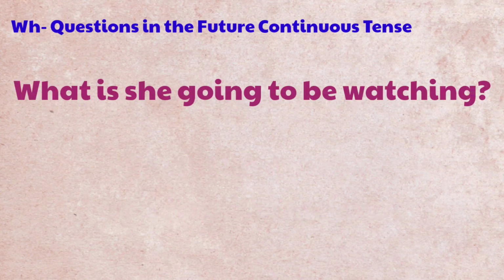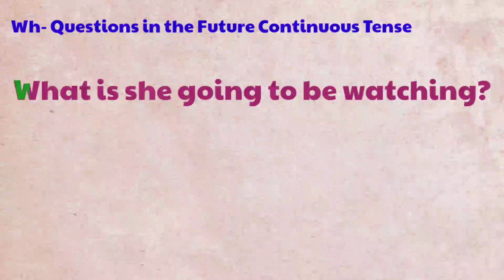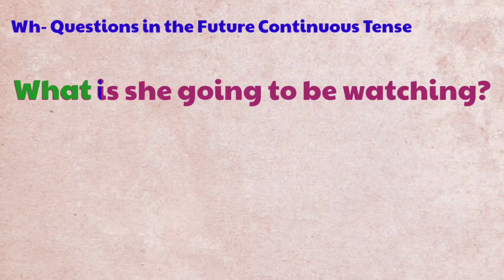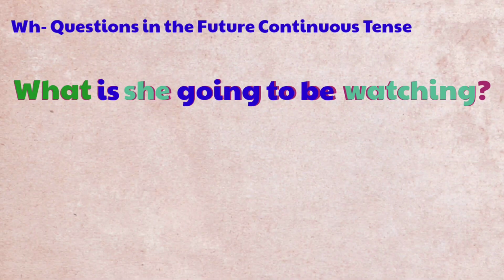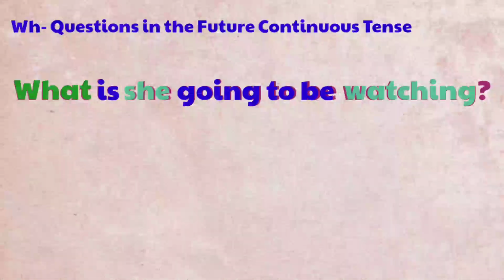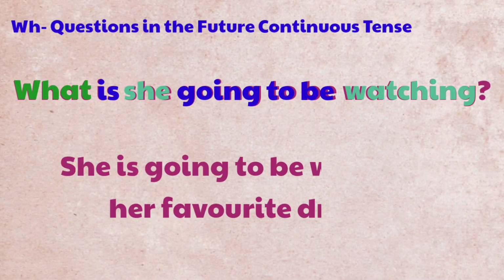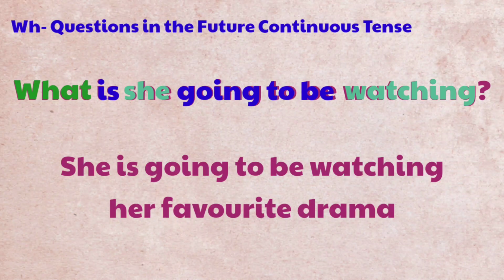What is she going to be watching? Here, we start with the WH word followed by is. What is? Then, the subject she, and going to be, then verb ing, watching. What is she going to be watching? Remember the question mark. Here, we can answer with, she is going to be watching her favorite drama.